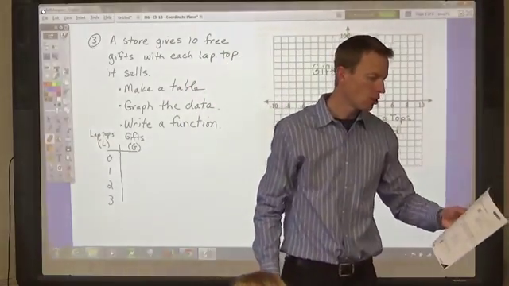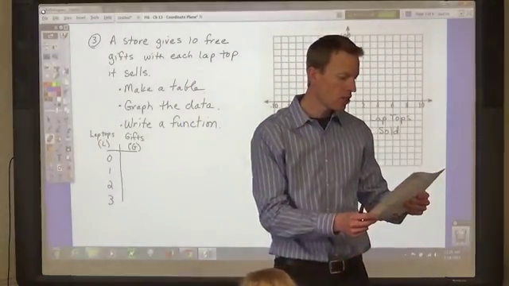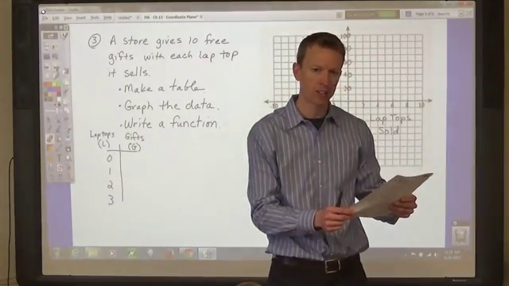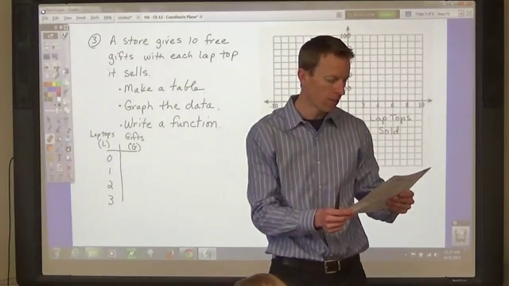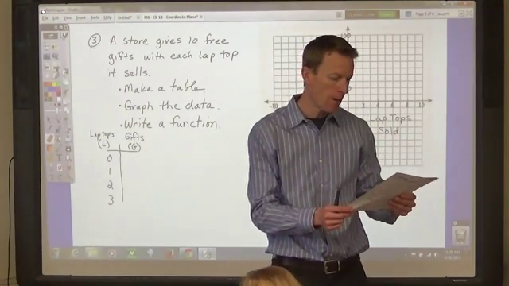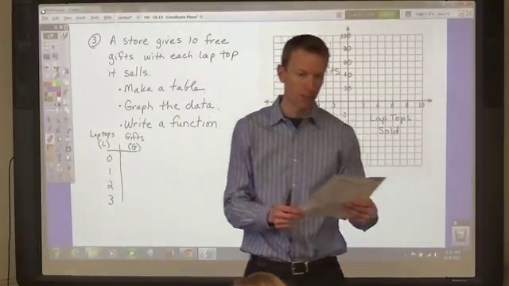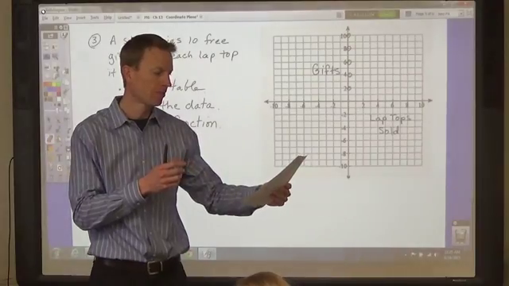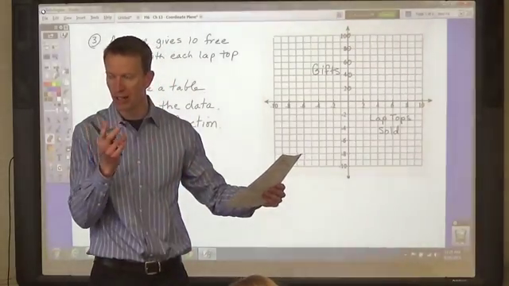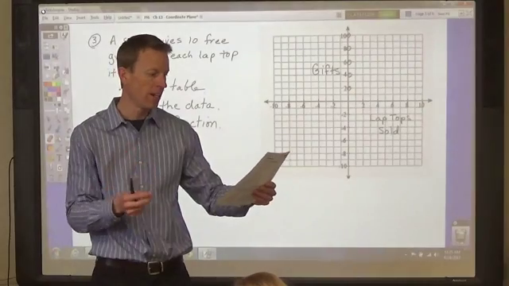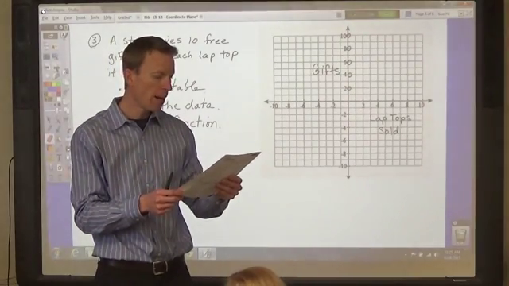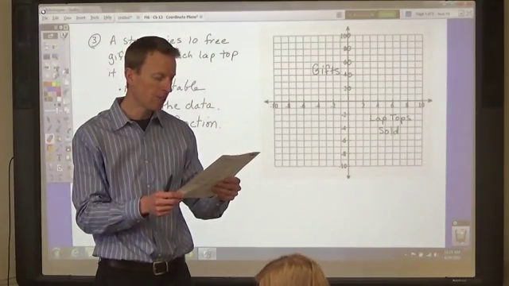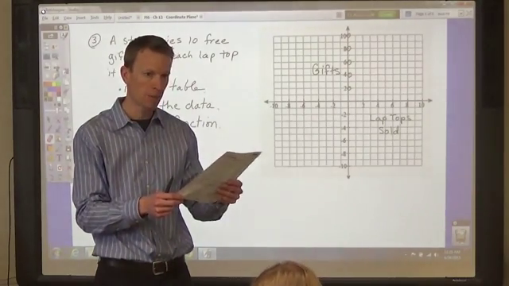Okay. A store gives 10 free gifts with each laptop it sells. Make a table relating the sales of 1 to 5 laptops to the number of gifts given. So for 1, they give how many? 10. For 2, they give 20, and so on, right? Write an equation for this function. Graph the data. How many gifts would the store give when 7 laptops are sold?